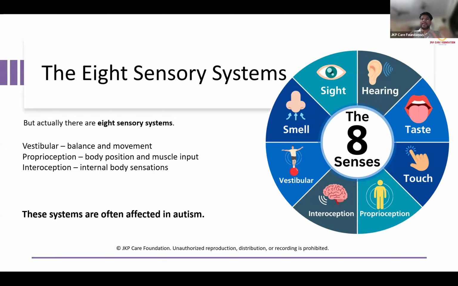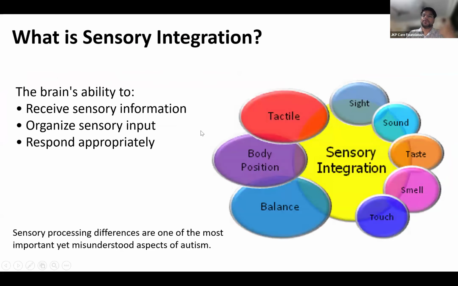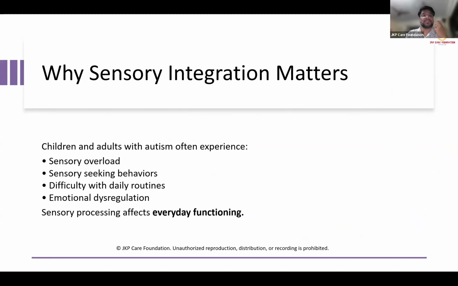So altogether, we have 8 sensory systems, and these systems are most often affected in autism. Either the system is affected or the coordination part, the integration of it, is affected. And that's where the sensory integration challenge starts. Because of these sensory integration issues, children have many behaviors, many concerns. They have difficulties in their daily routine, children with autism or adults with autism.